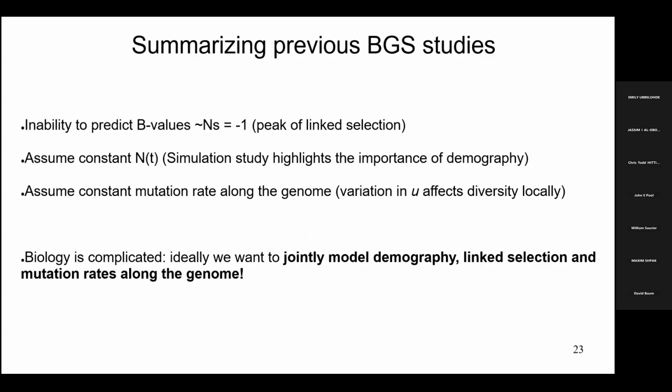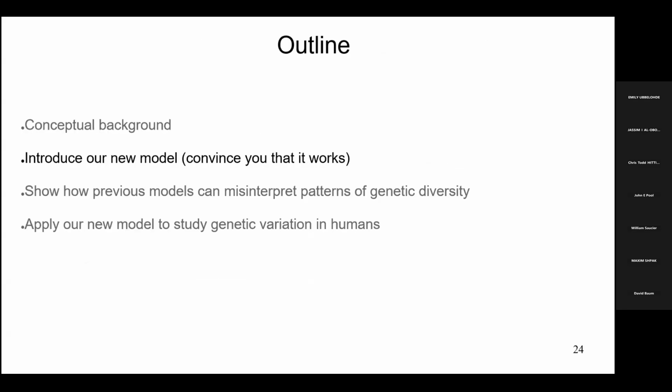And it's kind of because the mutation map was not available. And we know that biology is more complicated than that. Of course, we can always improve the complexity of our models. Ideally, we would like to jointly model demography, linked selection, and mutation rates along the genome. So now I'm going to introduce our new model and hopefully convince you that it works.